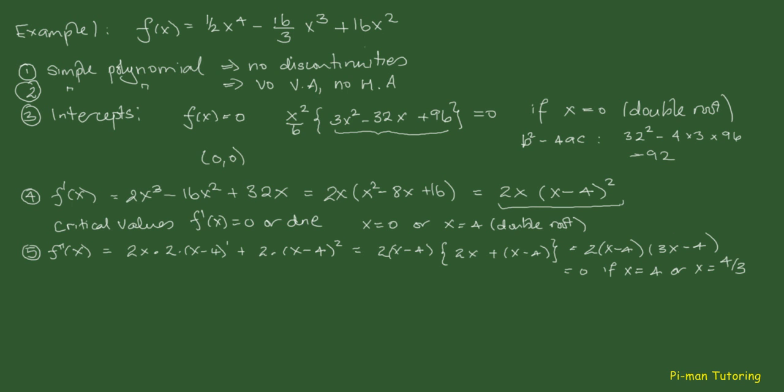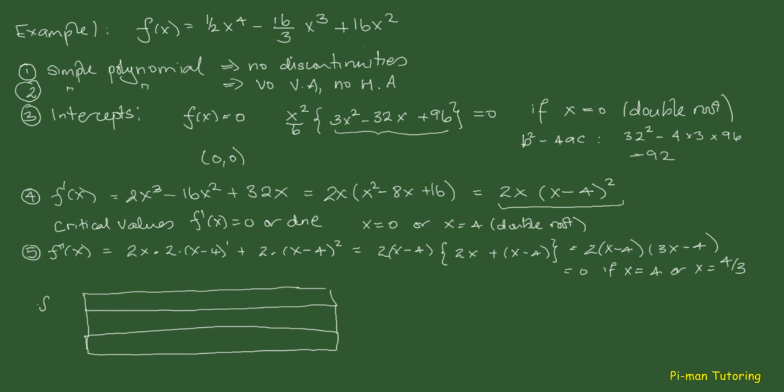So now we're in a position to make our strip table. Let's do that. So f of x, f dashed of x, f double dashed of x. And what have we got for values? Well, we've got 0 at 0 for the function. We've got critical values at 0 and 4 for the derivative. And we've got 4 and 4/3 for the second derivative.